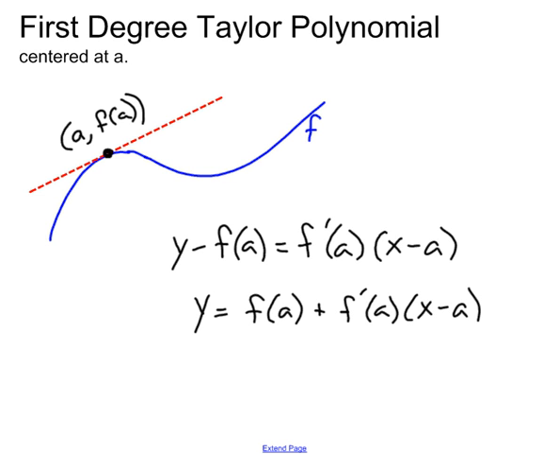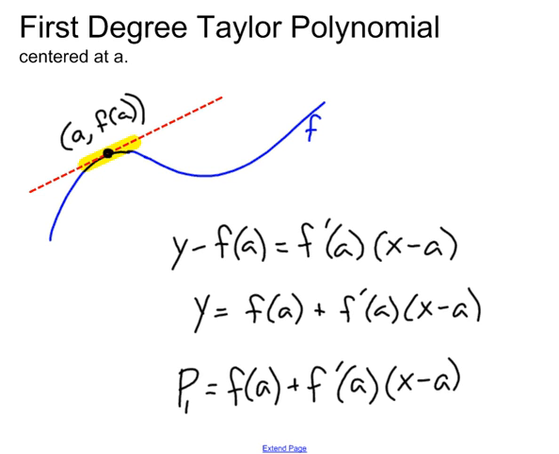This is an approximation for the curve, and we can see on the graph that it's a pretty good approximation for a small area around the point a, f of a. But of course, if we move away from that, the approximation is not quite as good. Now, when we write Taylor polynomials, we're going to use a P to mean polynomial, a subscript of 1 because it's 1st degree. It is 1st degree because the highest power on x is a 1. And we're going to say that this function is approximately equal to f of x.